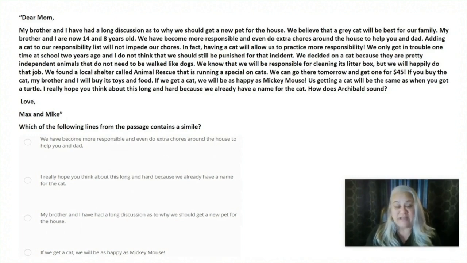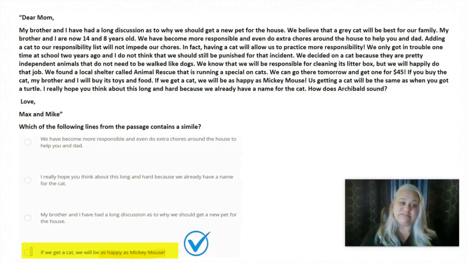The final passage, or final sentence, says, if we get a cat, we will be as happy as Mickey Mouse. Notice that we are comparing our happiness to that of Mickey Mouse. And we're saying as happy as Mickey Mouse. So this indeed would be an example of a simile and would be the best choice for this passage.